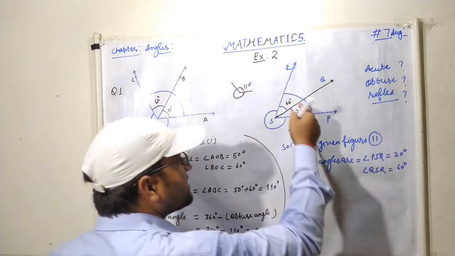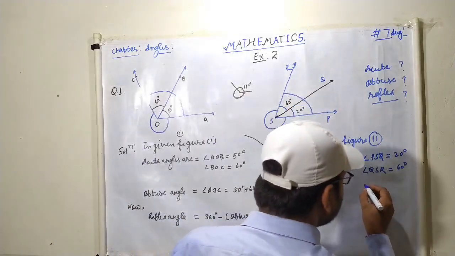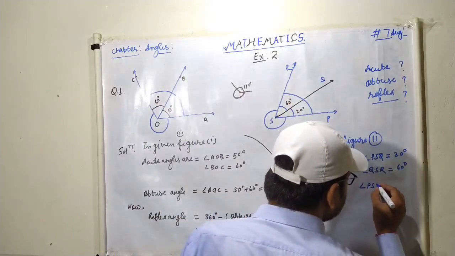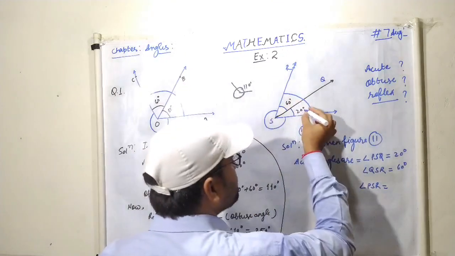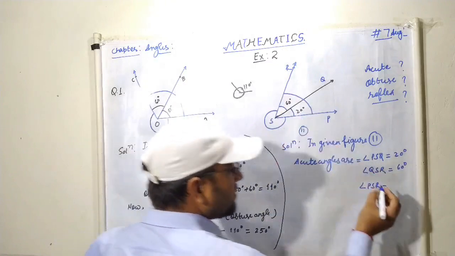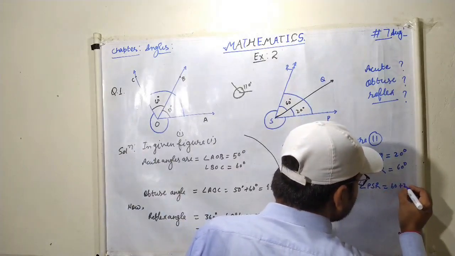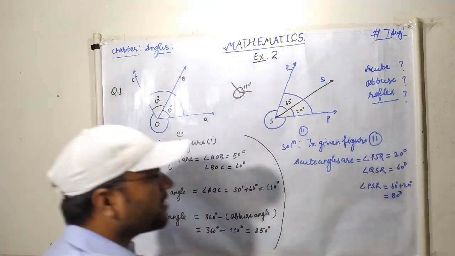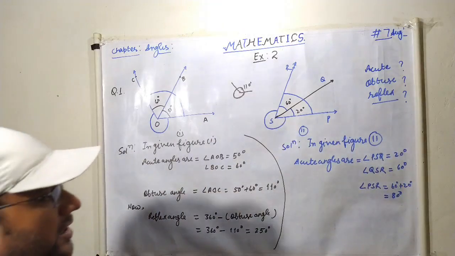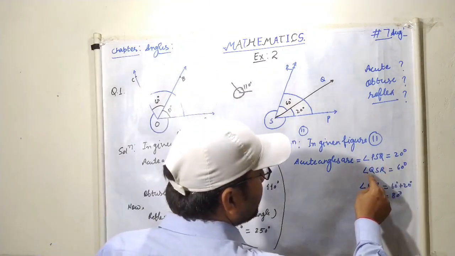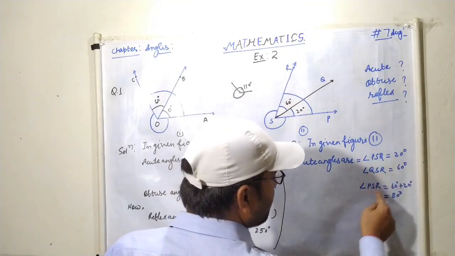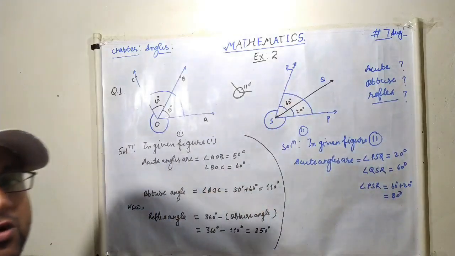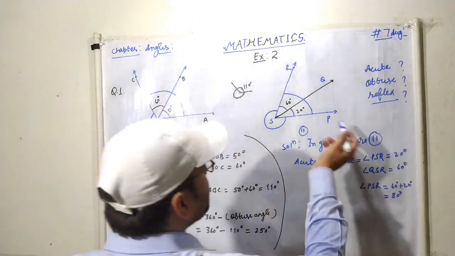And if you add this 60 plus 20, it is also an acute angle, angle PSR. 60 plus 20 is a combined angle. You will get 60 degrees plus 20 degrees, 80 degrees. That is also an acute angle. So the acute angles are angle PSQ, angle QSR and angle PSR, 60 plus 20, 80 degrees. Now, an obtuse angle is not given there.